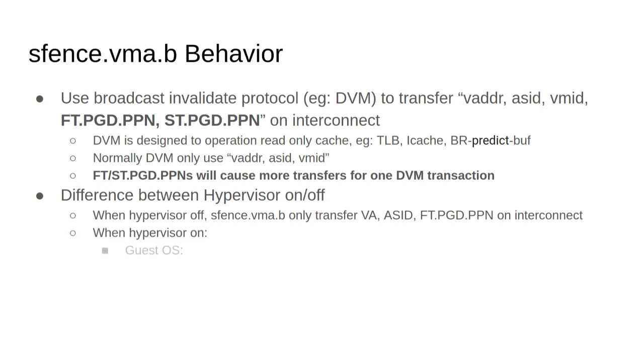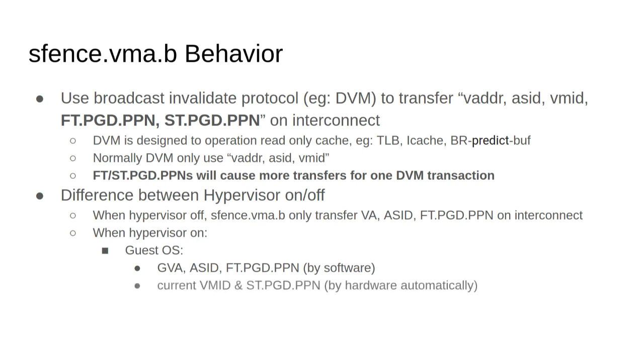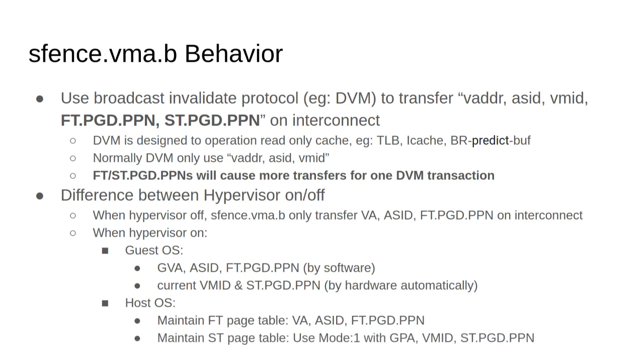And when the hypervisor is on, there are two situations. For the guest OS, if it uses the SVM's VMA broadcast, then the first parameter will be the guest virtual address, and the second parameter will be the ASID and the first translation page table PGD PPN. And the hardware and the CPU will append the VMID and the second translation PGD PPN. There will be five transfers on the interconnect. And for the host OS, if it wants to maintain the first page table, it just uses the VA, ASID and the first PGD PPN. And if it wants to maintain the second page table, it just uses mode one, which is the guest physical address, VMID and second PGD PPN.